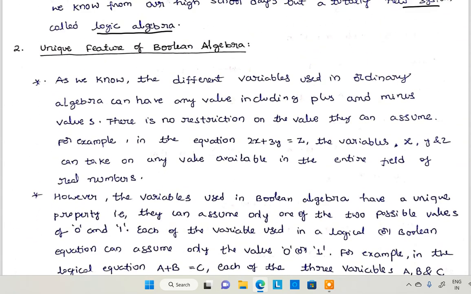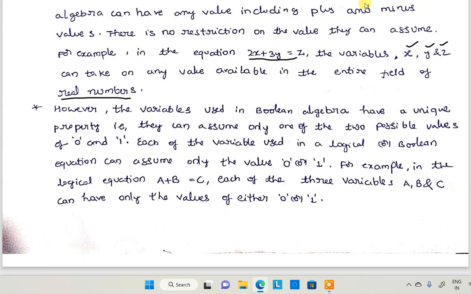Now, what are the unique features? This particular Boolean algebra has a unique feature. In normal algebra, for example, you take 2x plus 3y is equal to z. You can take any value for x, y, z and check the equation, no problem. Those numbers are real numbers. But in Boolean algebra, you use only 0 or 1. Only two cases are possible, the 0 and 1 state. For example, a plus b is equal to c: the a, b, c values can be either 1 or 0. That is the unique feature of Boolean algebra.